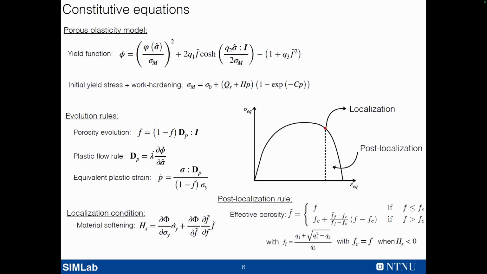The idea here is that once the elastic domain starts to shrink, we consider that this is the point of localization, and we start to accelerate void growth, or void evolution, after that point, meaning that we get rid of one parameter basically.